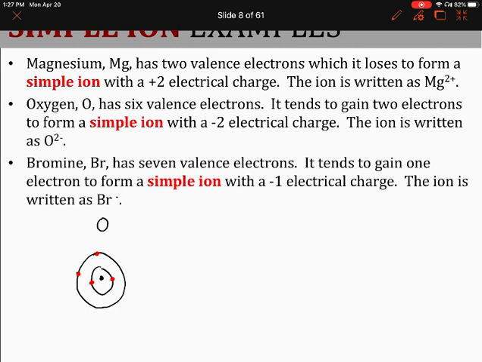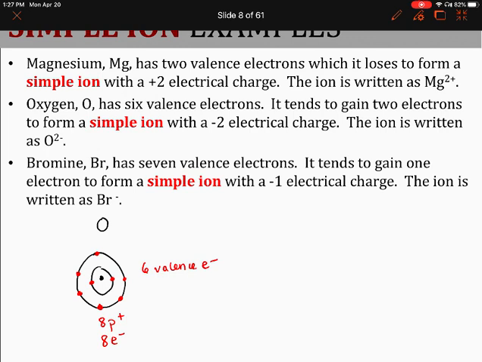it has 6 valence electrons. Ooh, I'm confusing myself. Don't worry if you're confused. I still get confused sometimes. 1, 2, 3, 4, 5, 6. Okay, so oxygen has 8 total electrons and 6 valence electrons. All right, so oxygen has 8 protons, 8 total electrons.